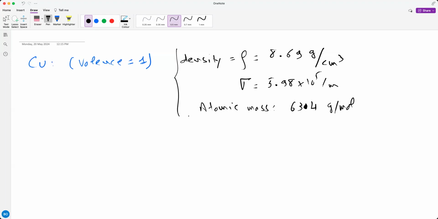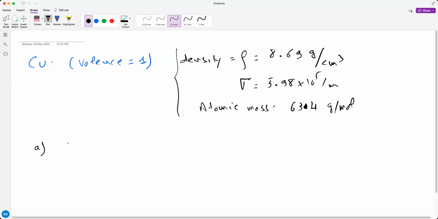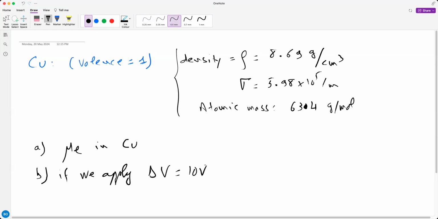So this is copper. The question I have here: first, calculate the mobility of electrons in copper. B, if we apply a potential difference delta V of 10 volt across 100 centimeters of copper cable, what is the drift velocity of the electrons? Okay.